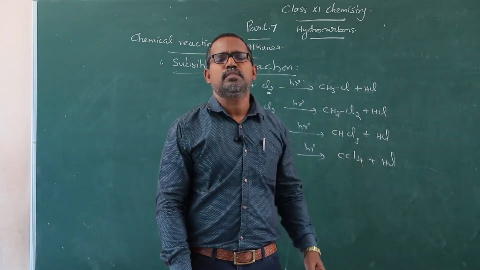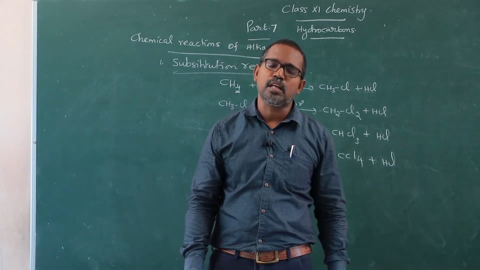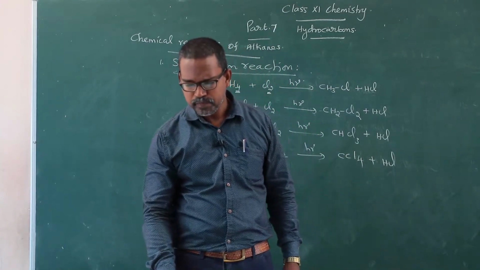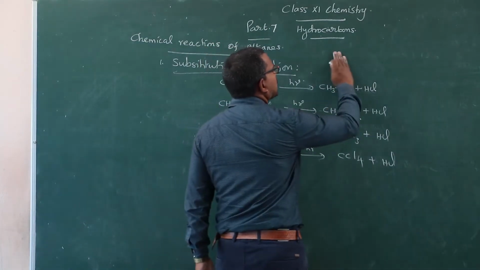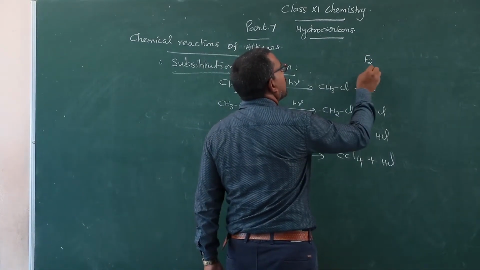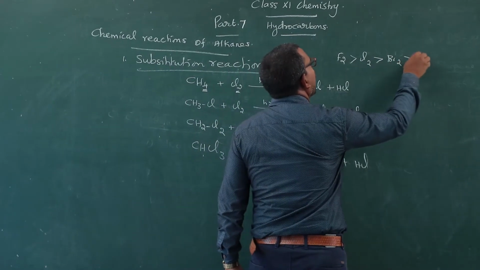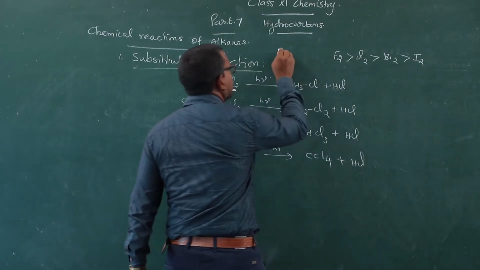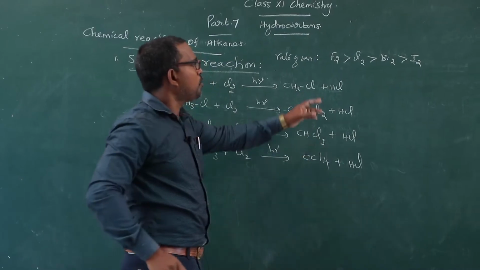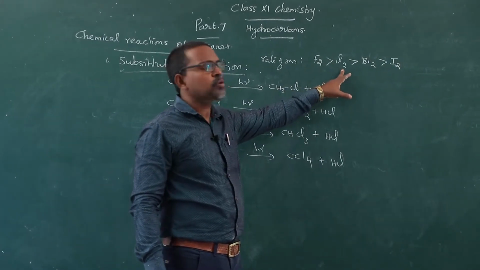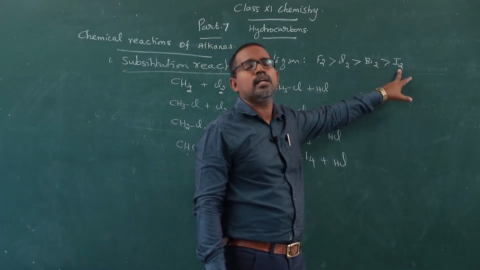Ethane also reacts with chlorine in the presence of sunlight, giving ethyl chloride. The rate of the reaction of alkanes with halogens is in the order of fluorine, chlorine, bromine and iodine. Fluorine is more reactive than chlorine. Chlorine is more reactive than bromine. Bromine is more reactive than iodine.